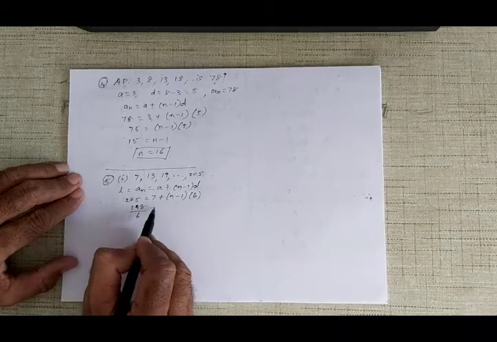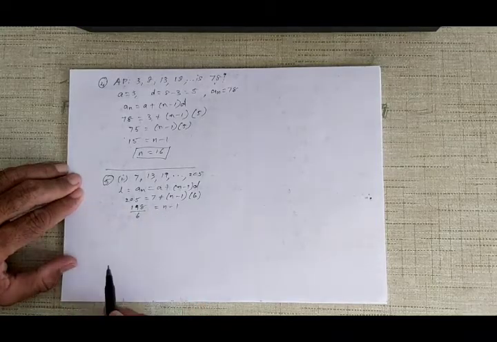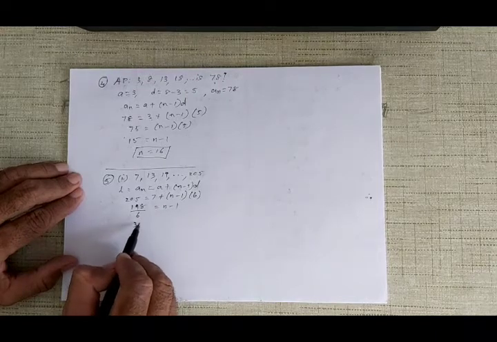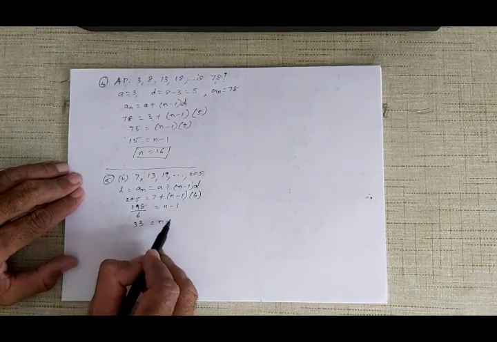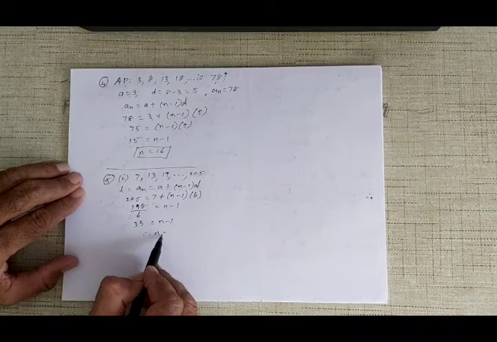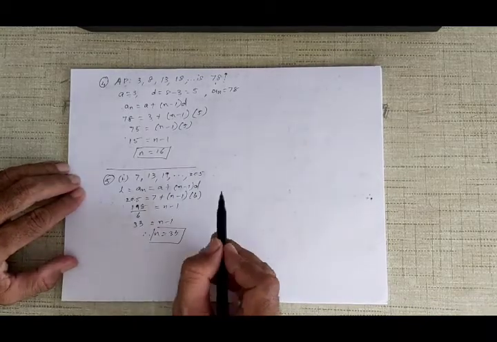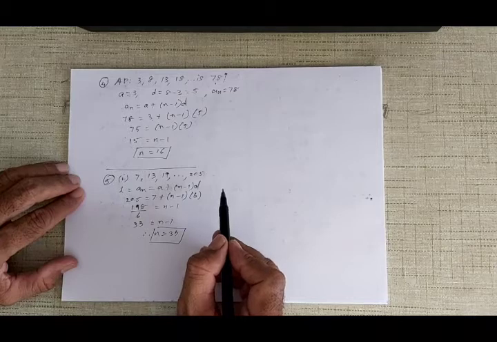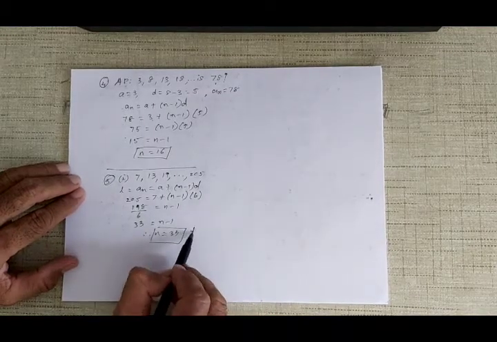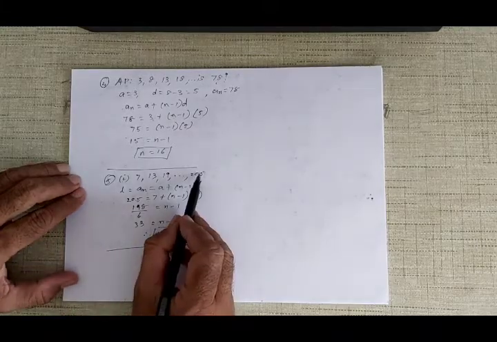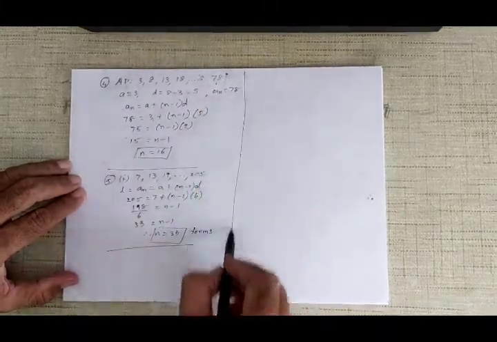198 divided by 6 is equal to n minus 1. 6 3s are 18, and 3s are 18, n minus 1. Therefore n is equal to 34. The question is: find the number of terms in each of the following APs. How many terms are there? There are 34 terms, and the 34th term is 205.